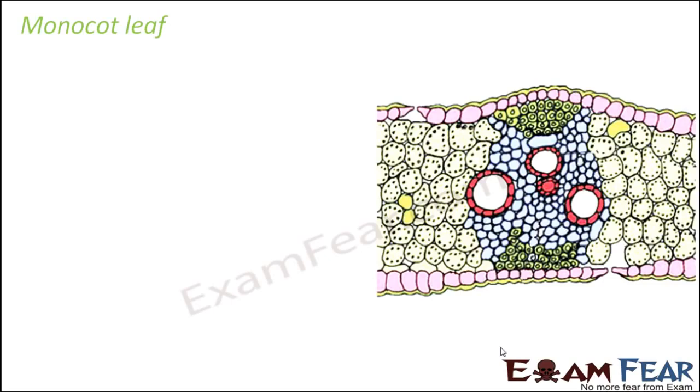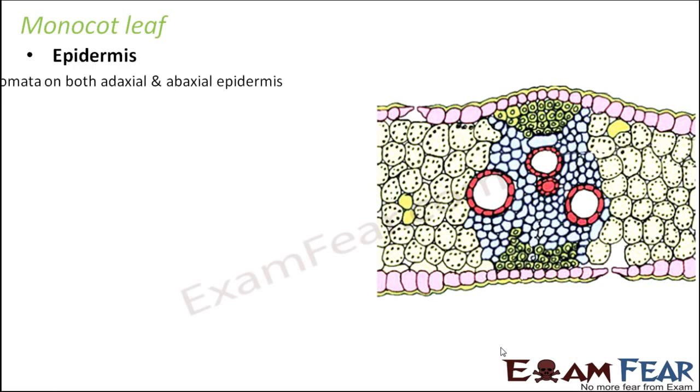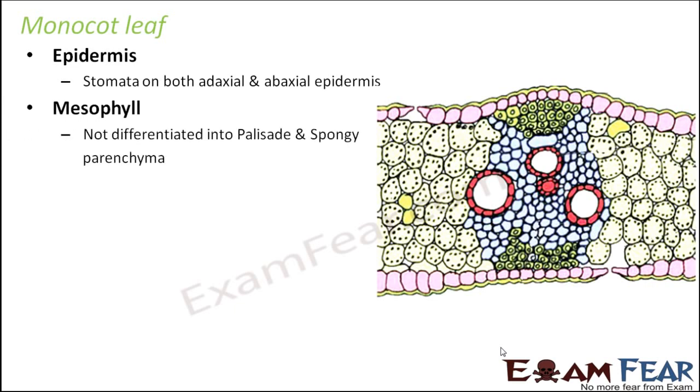Now let us look at a monocot leaf. There is nothing very different in the case of a monocot leaf. There also things are almost similar. So let us see what the differences are here. Here also you have epidermis, with stomata on both abaxial and adaxial epidermis. In monocot leaves generally the number of stomata is the same on both surfaces.